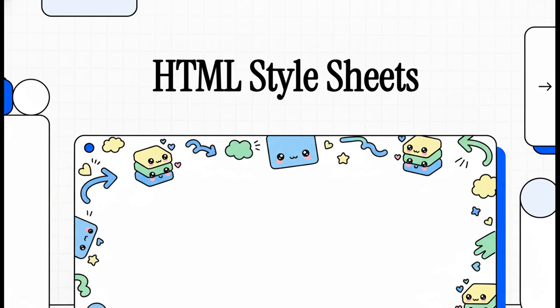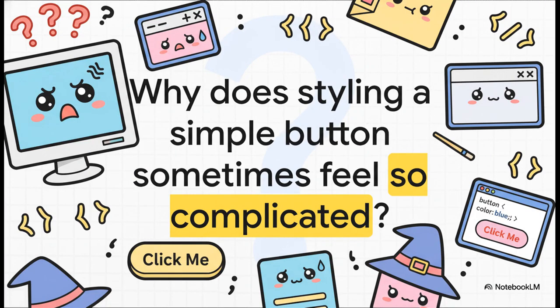All right, let's talk about CSS. We're going to really break down how it works under the hood so you can finally stop fighting with it. You know the feeling, right? You write a simple line of CSS. You want a button to turn blue and it just stays gray. It can feel so random, like the browser has a mind of its own.